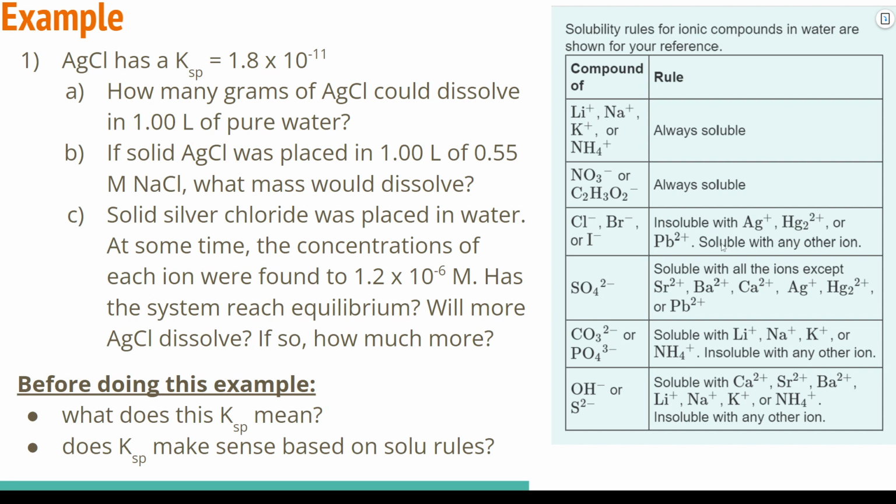Yes, it does, because insoluble means it won't really dissolve, but remember that technically you have a tiny bit that can dissolve, and so this is that tiny bit that can. 10 to the negative 11 is such a minuscule number that it will barely dissolve, and so that's why this makes sense. Okay, cool.